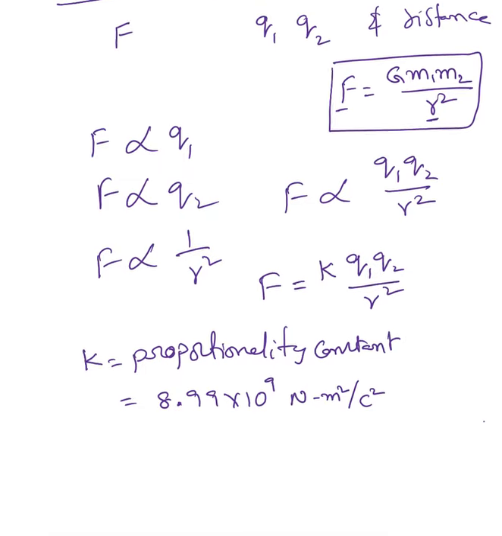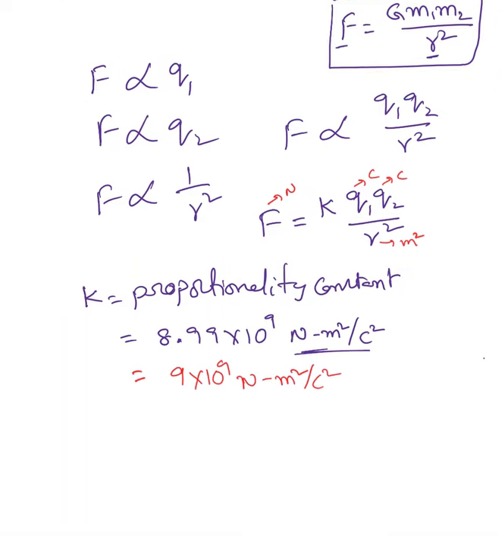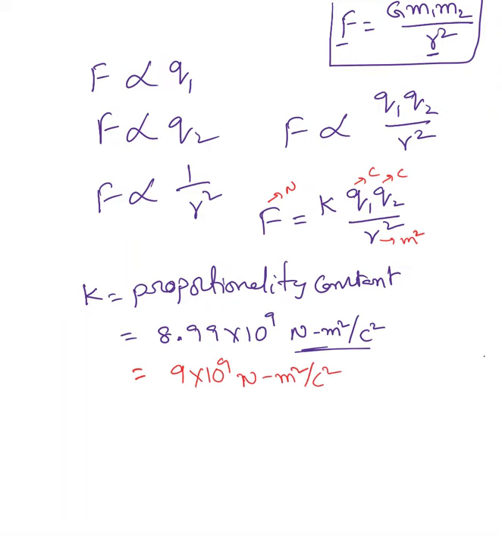Basically, this unit came from here. We know that force is measured in Newton, Q1 is in coulombs, Q2 is also in coulombs, and r is in meters. Since it's r squared, it must be meter squared. So Newton meter squared over Coulomb squared. Sometimes you can use 9 times 10 to the power of 9 Newton meter squared per Coulomb squared. In the past, I saw a few students confused with the 9. That's not negative, that's positive. This is a very big number.